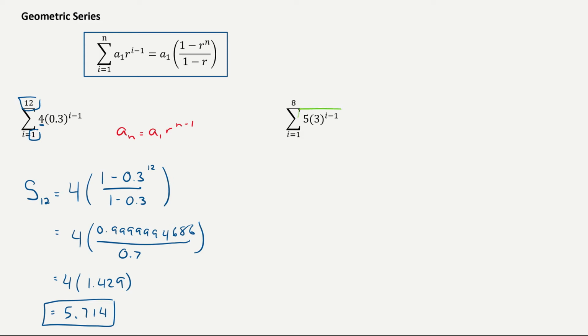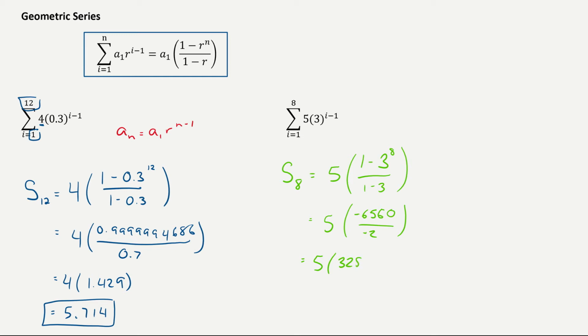Let's try that out with a second example, see if we get the flow of it. This one, again, we recognize that that right there is a geometric rule, and it's asking us to find the sum of the first 8 terms. We go first term times 1 minus the common ratio of 3 to the 8th power divided by 1 minus 3. Now 3 to the 8th is 6,561. So 1 minus that is negative 6,560, divided by negative 2, which gives us 3,280. Multiply that by 5, and you get 16,400.